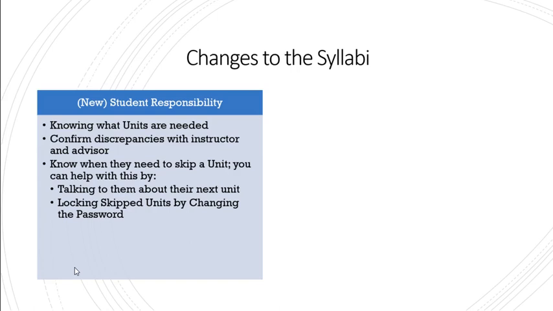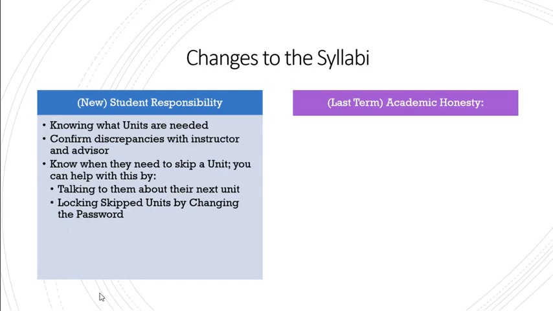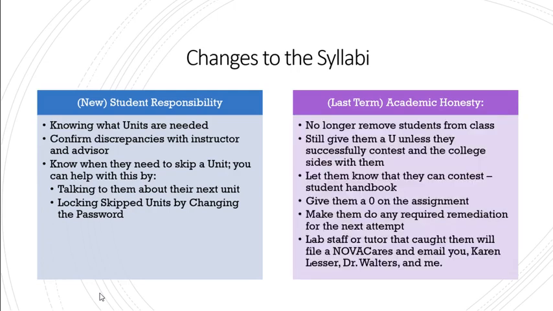You can help them with this by either talking to them about their next unit and/or locking skipped units by changing the password. Don't forget we also had a change to the academic honesty policy last term. We can no longer remove students from the class if they cheat. However, we can still give them a U unless they successfully contest and the college sides with them. You do need to let them know that they can contest by pointing them to the student handbook.